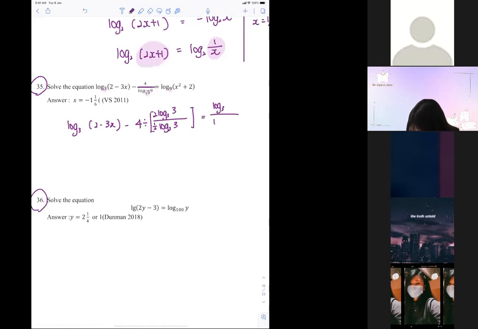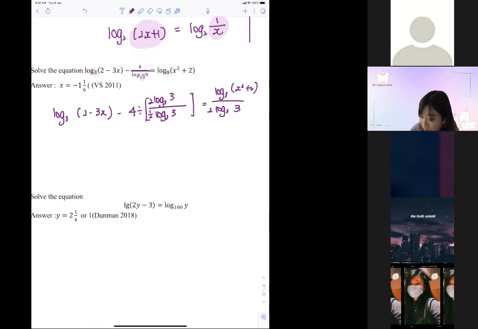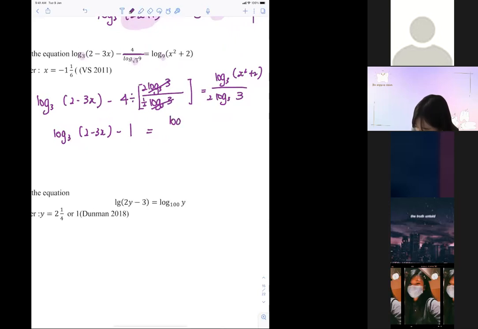Next one, log 3 over log 3, x squared plus 2. If you're done with 35, you can see mine also, okay? 9 is 3 squared. So I'm just trying to help you make it simpler. Gone, gone. Okay, so you have here log 3. This one, 2 to the power of half. 2 divided by half is 4. 4 divided by 4 is 1. Okay, I think some of you got this part wrong. So log 3, x squared plus 2 over, this part gone, you left 2.